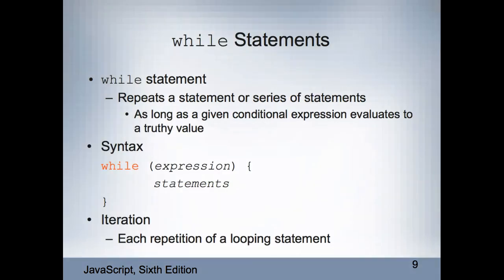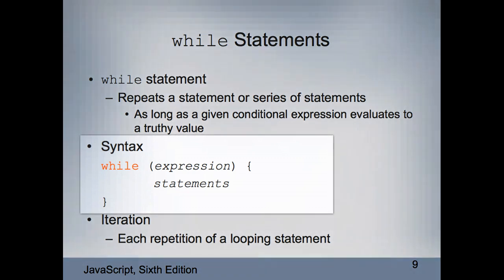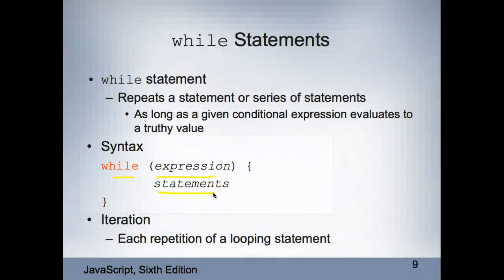A while statement repeats a group of statements as long as a given conditional expression evaluates to a truthy value. Truthy values are any values other than false, 0, null, undefined, or not a number. The syntax for a while statement consists of the word while, followed by an expression in parentheses, followed by a group of statements enclosed in curly braces. Each repetition or cycle of a looping statement is known as an iteration.